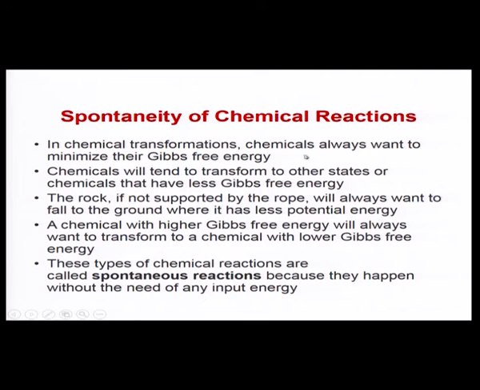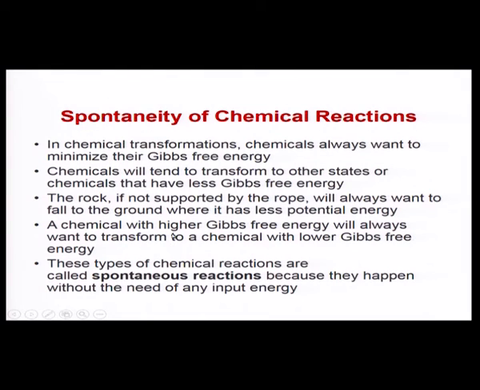So in chemical transformation, chemicals always want to minimize their Gibbs free energy. So all chemicals try to minimize the free energy of the system. Chemicals will tend to transform to another state, or to chemicals that have less Gibbs free energy. That is the spontaneity of any particular system. For example, a rock, if not supported by a rope, will always want to fall to the ground where it has less potential energy. And a chemical with a higher Gibbs free energy will always want to transform to a chemical with a lower Gibbs free energy.